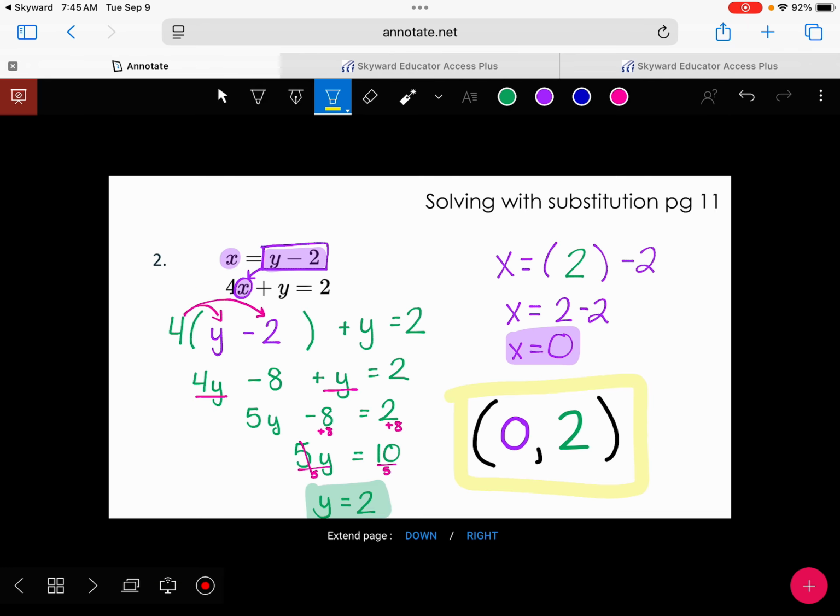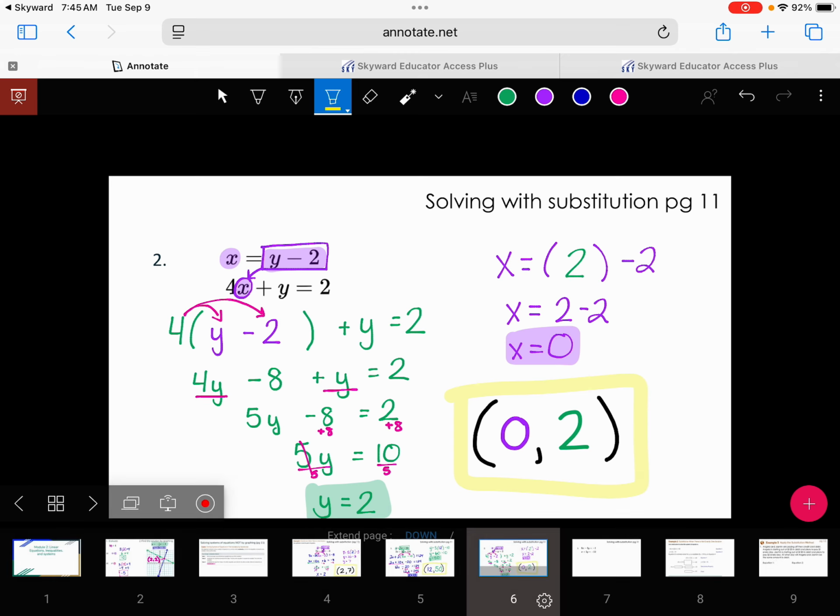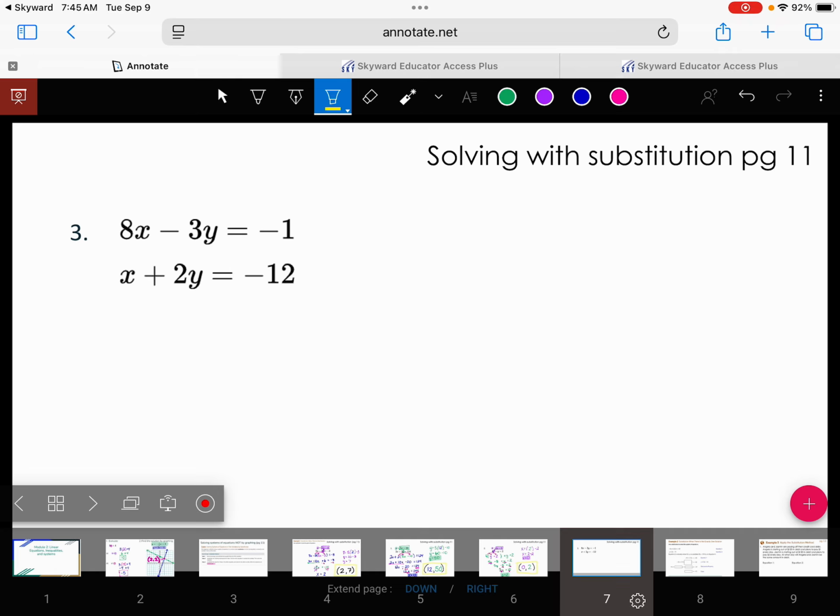Okay, questions on this one? Cool. Let's look at this guy. So here's the third one on that page.